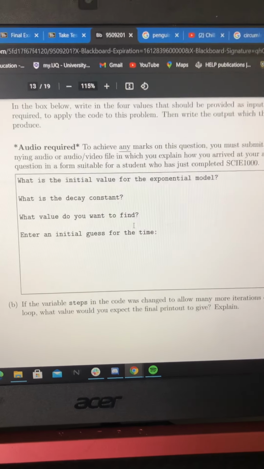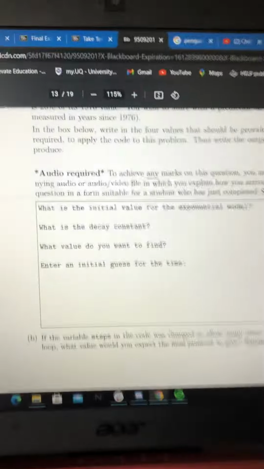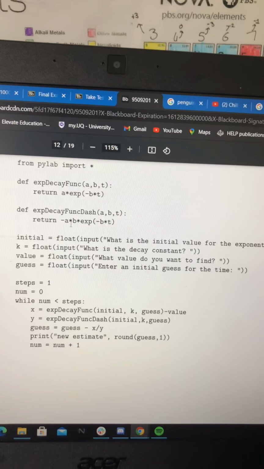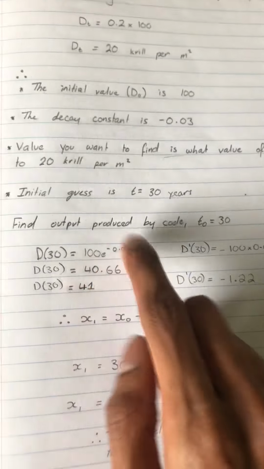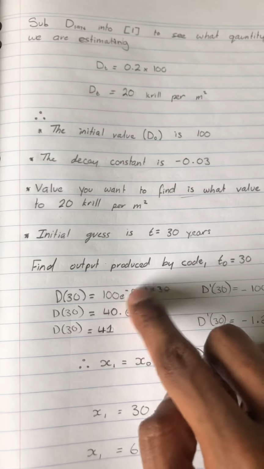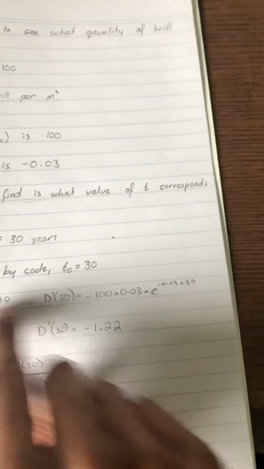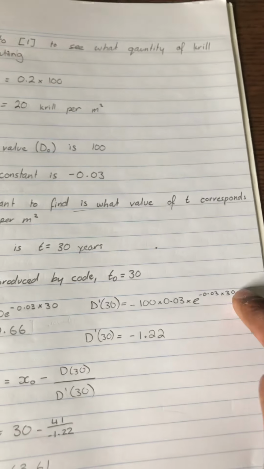But the second part of it is to write the output of what the code will produce. So to do that, you have to go back up and look at the code. And in the code, it actually tells you the derivative of the decay function, and it tells you the decay function. Since the decay function is exponential, the derivative is essentially whatever the k value is in front of the t goes down here and multiplies with the a.